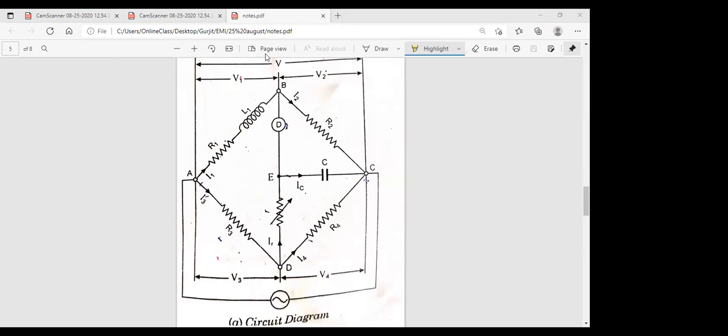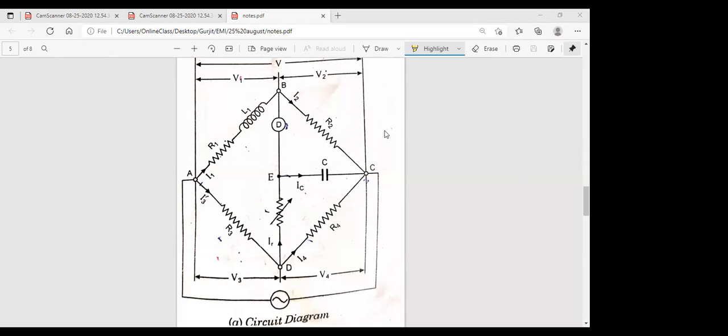We are finding the value of the R1 and the L1. We have to find out the value of R1 and the L1. We will find out the value of the R1 and the L1.